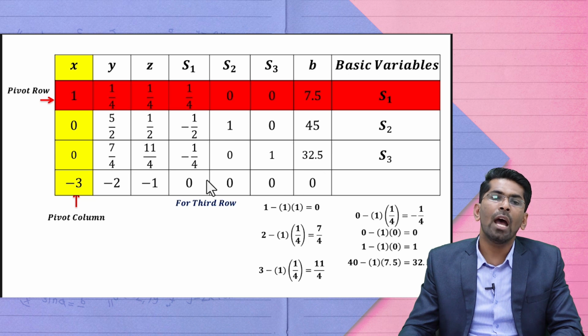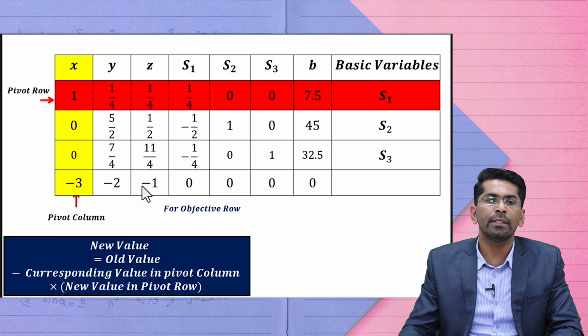Now we have one more row, that is the objective row. Again by using this same formula, that is old value minus corresponding value in the pivot column into new value in the pivot row. So here it will become minus 3 minus minus 3 into new value which is equal to 1. If you solve it, then it is equal to 0.